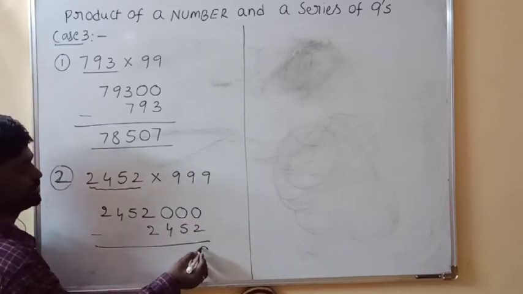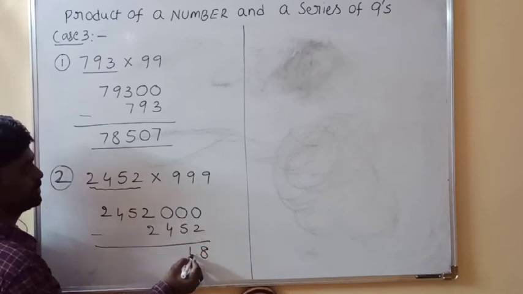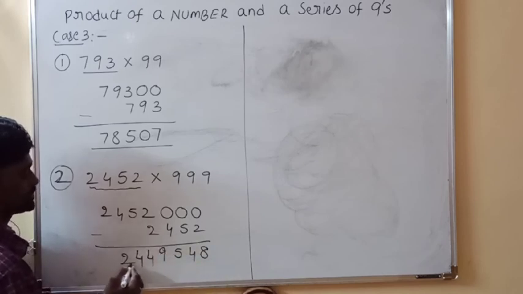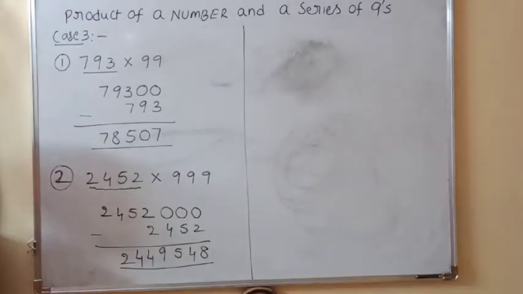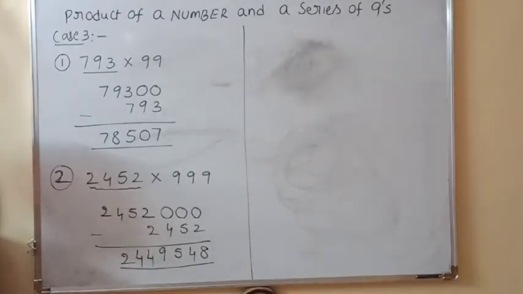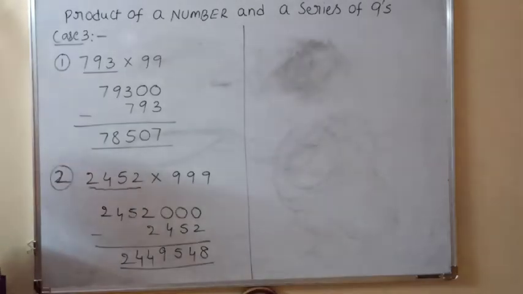Next, 10 minus 2, 8. 9 minus 5, 4. 9 minus 4, 5. 11 minus 2, 9. Here it becomes 4. Again here 4. This is 2. So that was the answer. So this is a method to find the product when number of digits in the given number is more than number of nines. Okay.